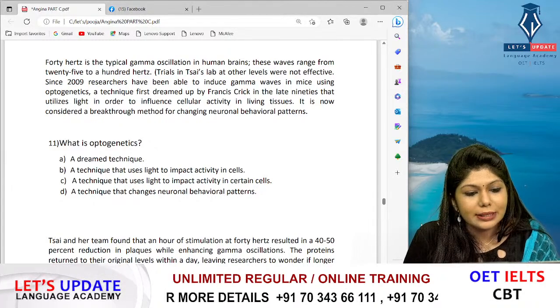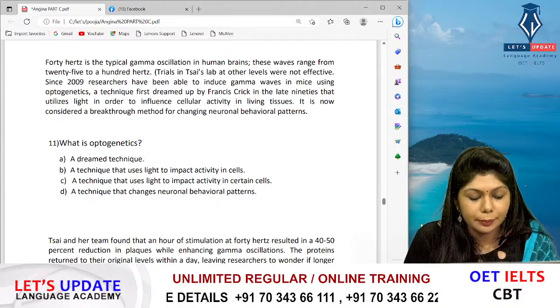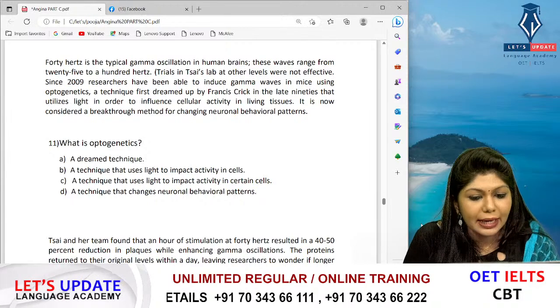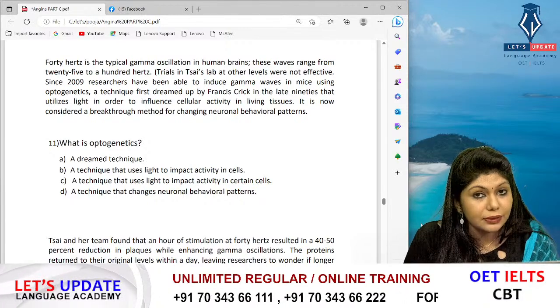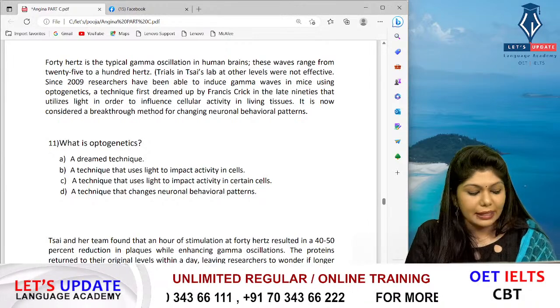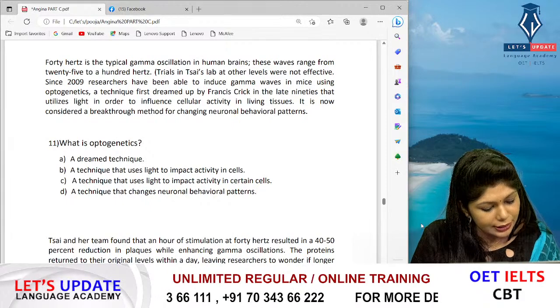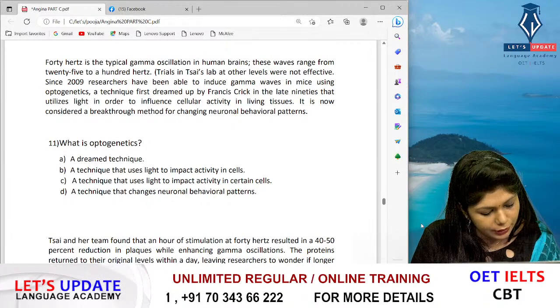So the question is, what is optogenetics? Option A is a dreamed technique, B a technique that uses light to impact activity in cells, C a technique that uses light to impact activity in certain cells, and D a technique that changes neuronal behavioral patterns. And what do you think the answer is? You can put in your choice of answers in the comment section on Facebook.